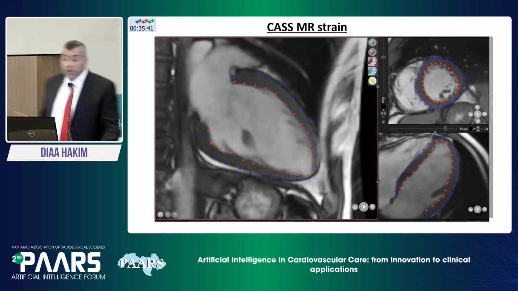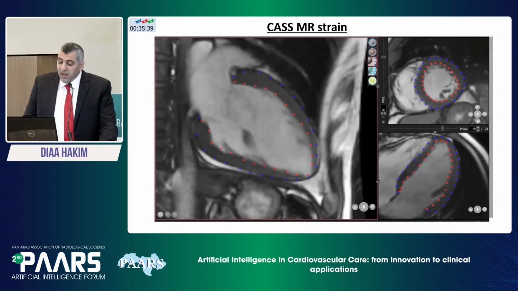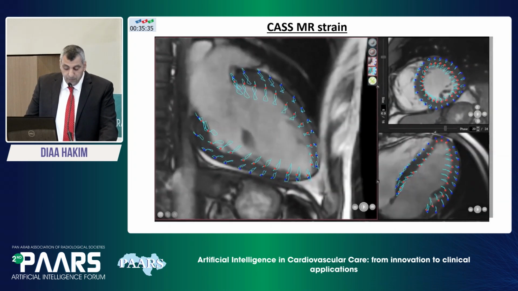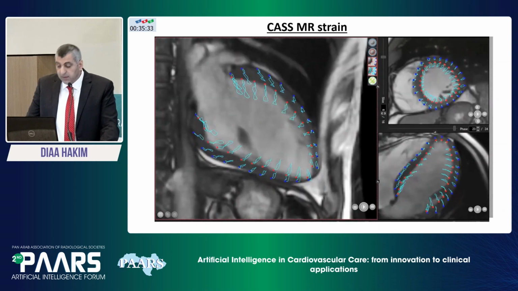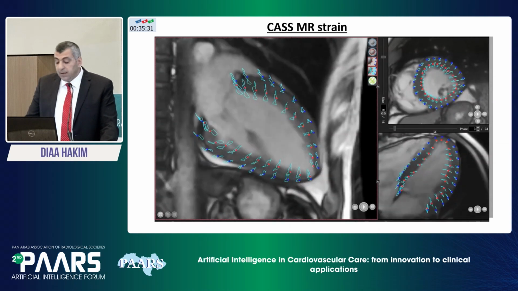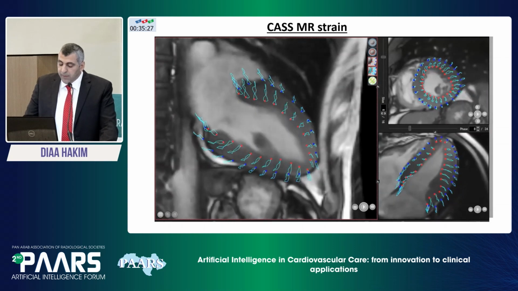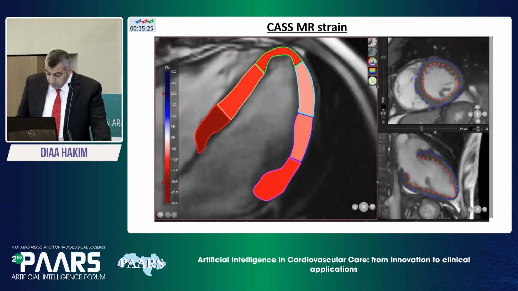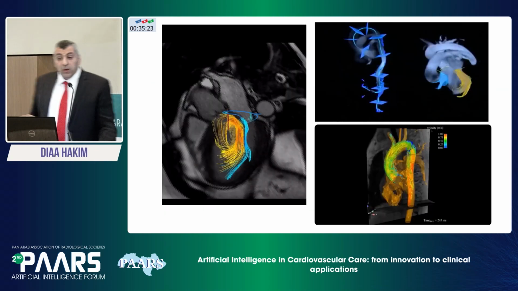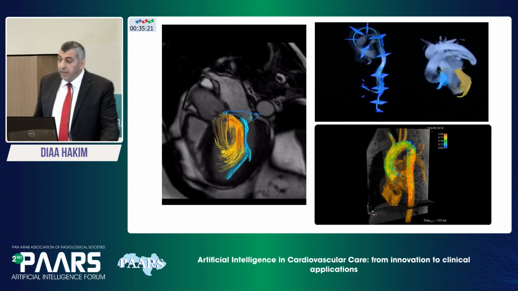Again, the same thing can be applied to the MRI for evaluation of the global and segmental motion abnormalities and evaluation of the cardiac function precisely based on the AI-based programs. Not only the structure, but the flow, the hemodynamics.